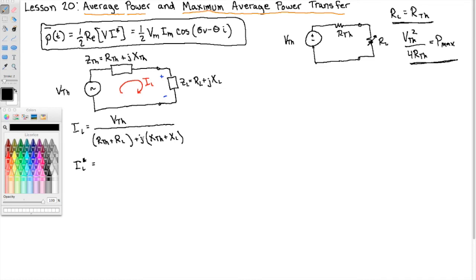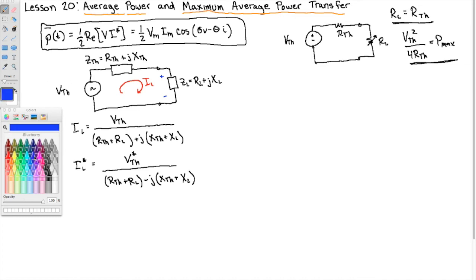That's when you turn the j's to minus j's. But also remember that V Thevenin itself is a phasor. It has a magnitude and an angle, or equivalently it has a real part and an imaginary part. So we'll write the complex conjugate of this thing as V Thevenin complex conjugate over R Thevenin plus RL, that's the real part, minus j times X Thevenin plus XL.